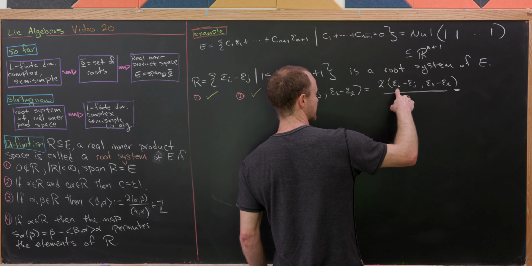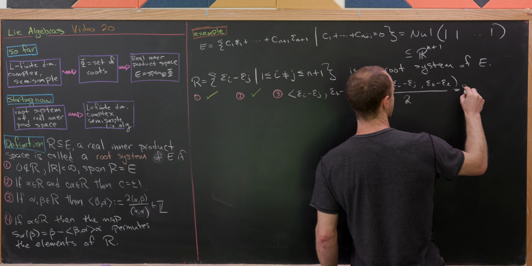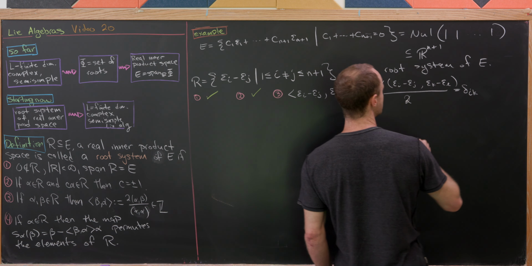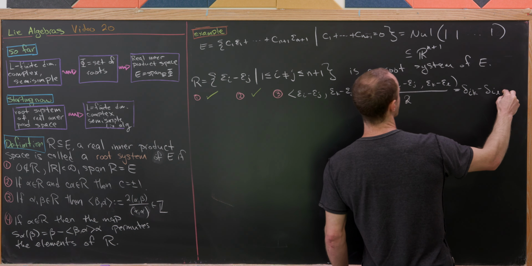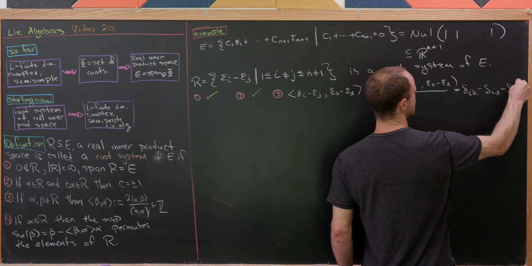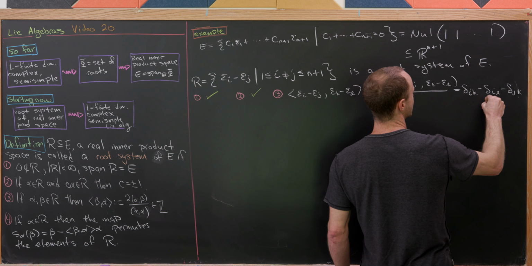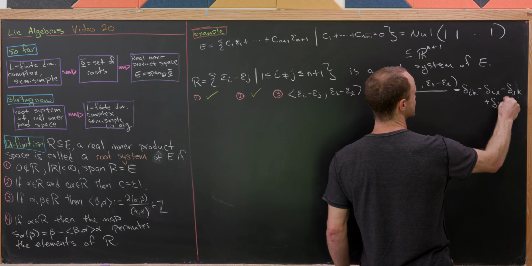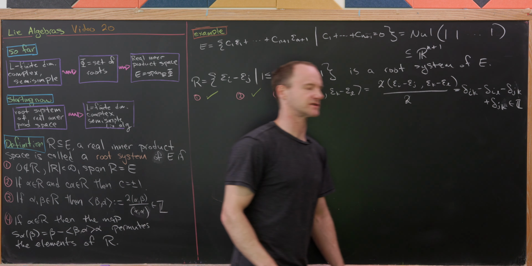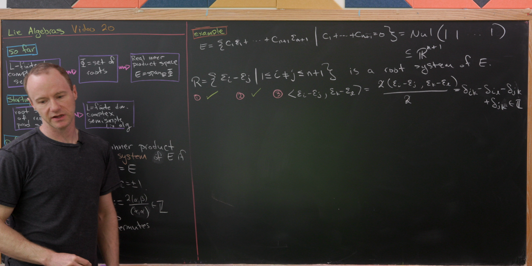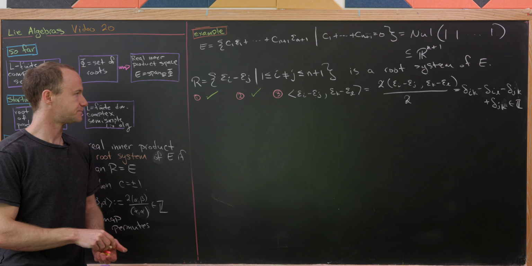Well, the dot product of epsilon_i with epsilon_k will give us delta_ik. And then similarly, we'll have minus delta_il, and then minus delta_jk, and then finally a plus delta_jl. But notice that that's just a combination of ones or zeros. So pretty clearly, you're going to get an integer there.